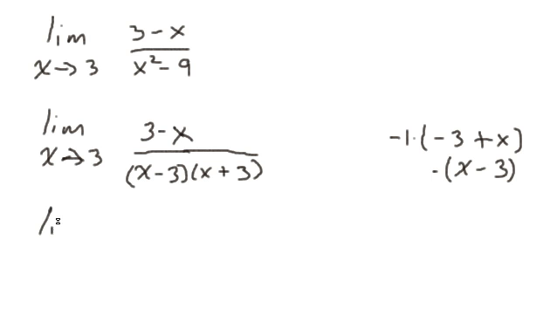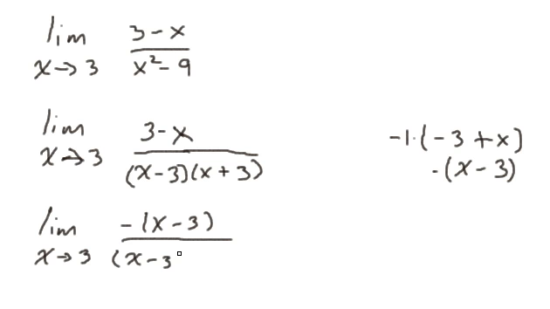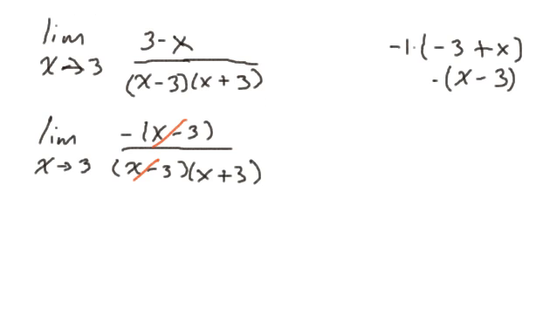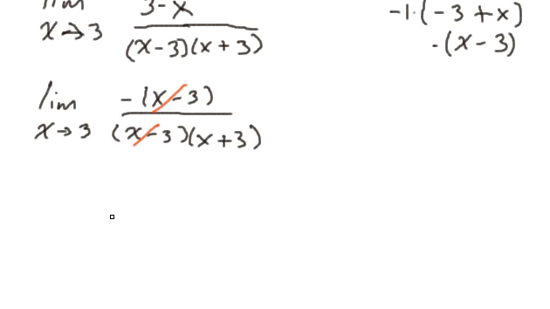Alright, so I'm going to rewrite this as the limit as x approaches 3 of negative (x minus 3) over (x minus 3) times (x plus 3). Okay, now we can cancel some stuff out. We have an x minus 3 in the numerator and x minus 3 in the denominator, so we can cancel those out. Now I'm going to rewrite this again.